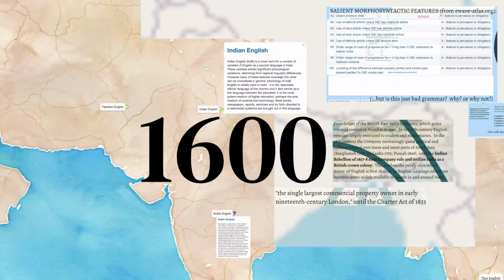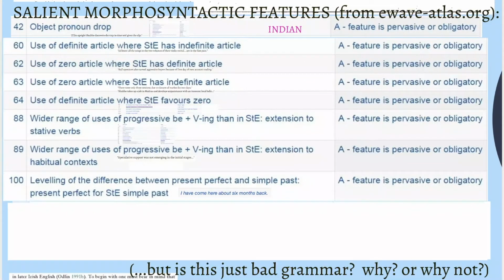We focus specifically on salient morphosyntactic features of present-day Indian English, both as a way of understanding what in the world E-Wave is saying when it says a feature is pervasive or obligatory, etc., but also as a way of asking what the difference between bad grammar or variety in grammar might be.